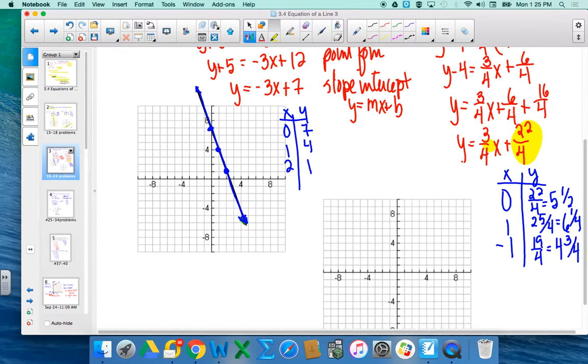But when these are both fractions, you want to choose 0, 1, and negative 1. Alright? So we have 0 and 5 1/2. We have 1 and 6 1/4. And then we have negative 1 and 4 3/4. Good.